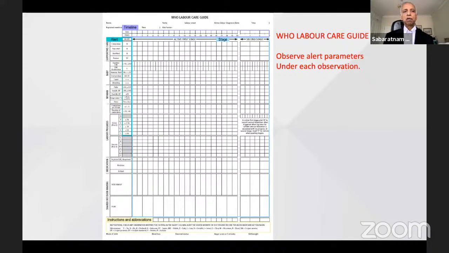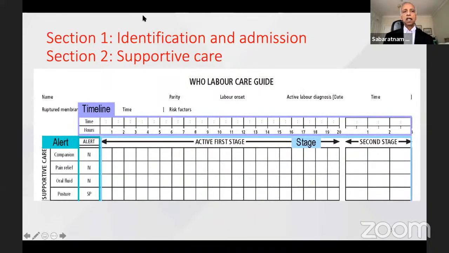The most important component is what is known as alert parameters within this blue box. Suppose there is meconium, abnormal heart rate, or poor dilatation, it becomes an alert line. So I'm going to divide this into sections. Section 1 has identification and admission: name, parity, when she came in. The second part is supportive care. That is about the companion being present or absent. So N is not available, A is available, pain relief N is not available, oral fluid not given, and posture: supine position is discouraged.